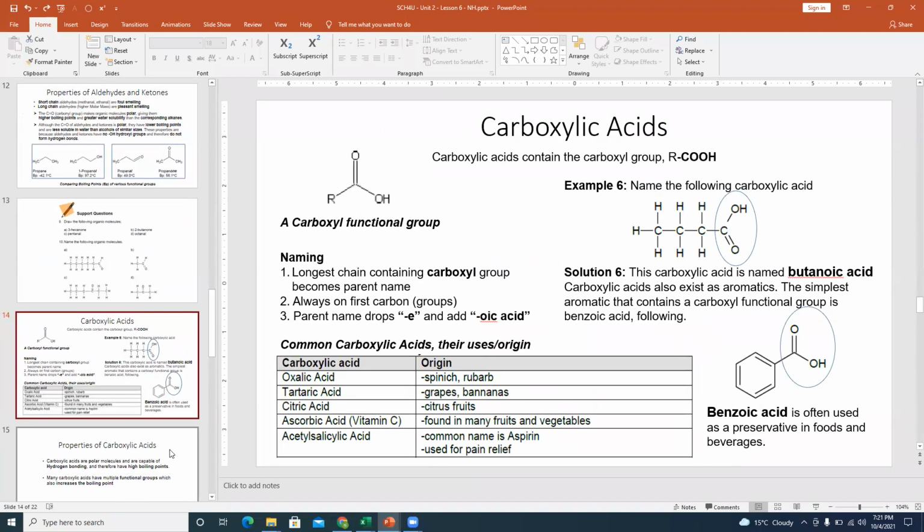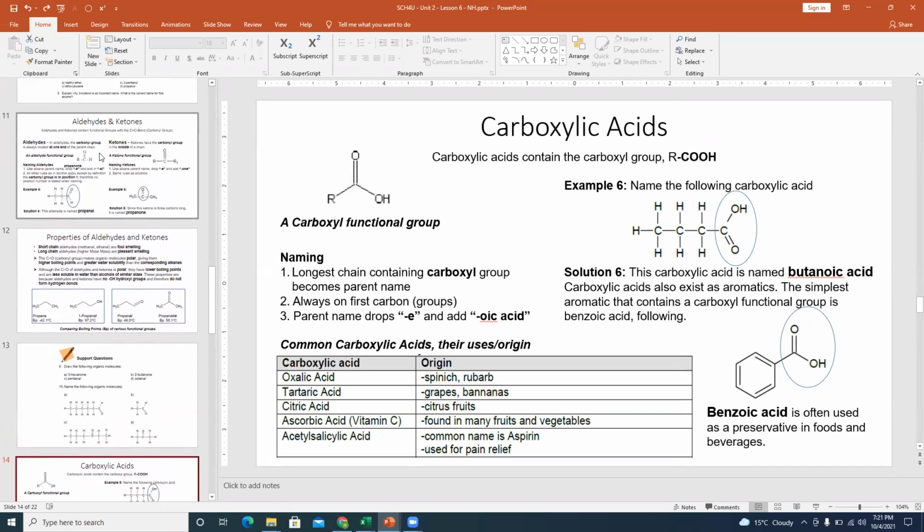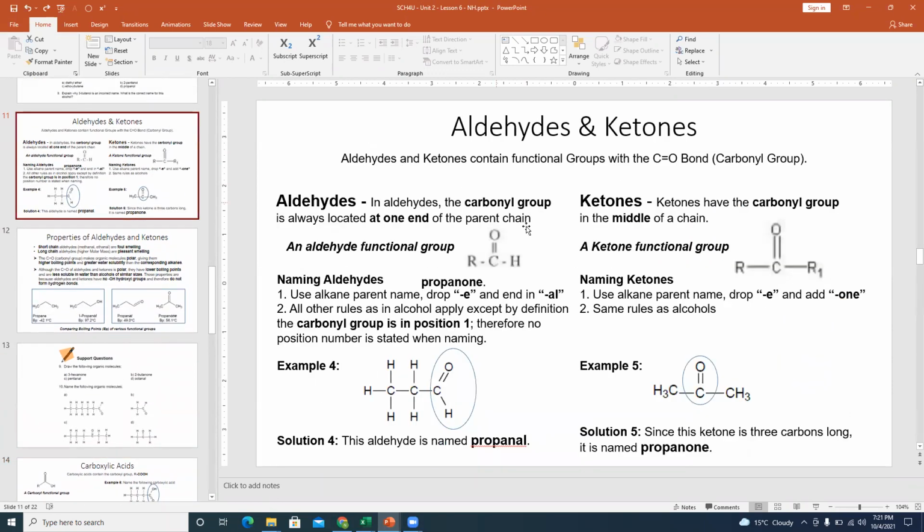Then we talked about carboxylic acids and the COOH, the carboxyl group. So in aldehydes and ketones, we have what is called a carbonyl group. The C=O is the carbonyl group, this carbon-oxygen.